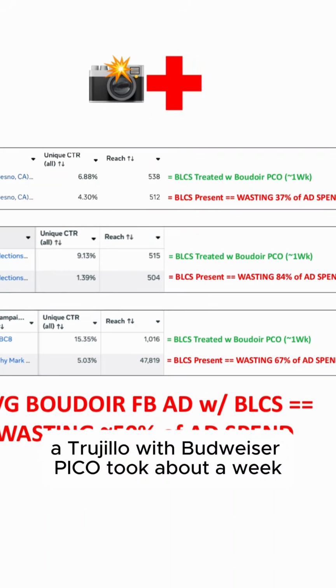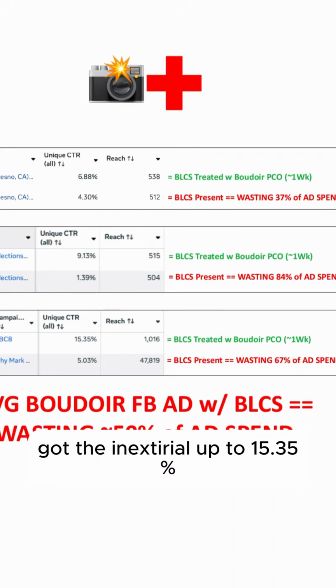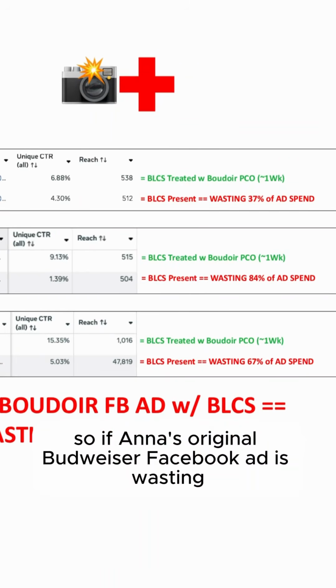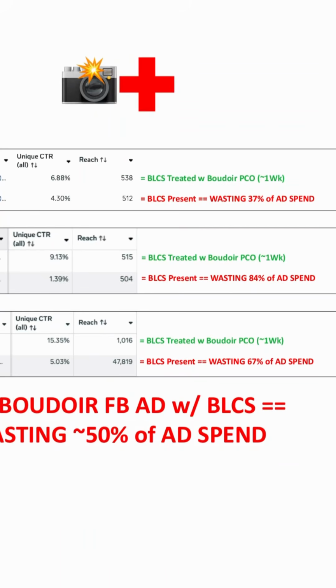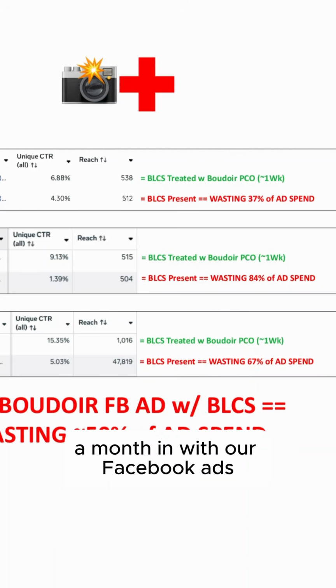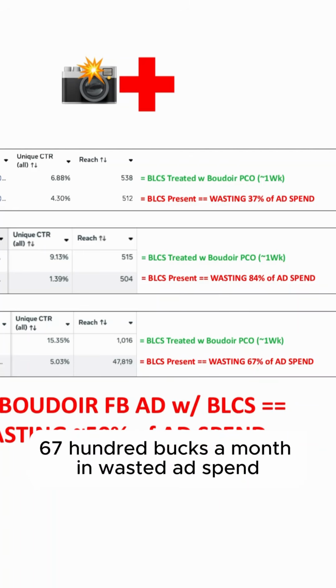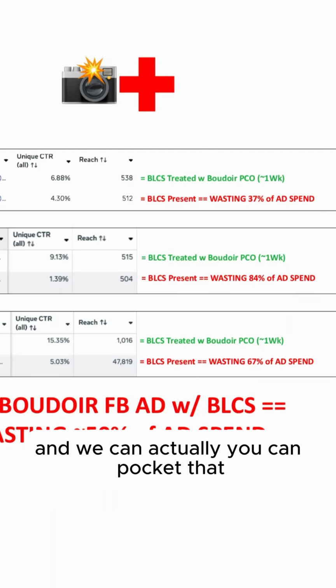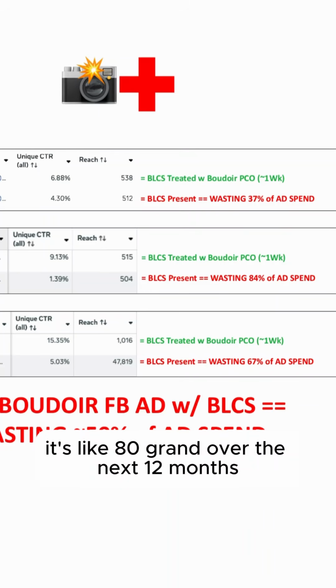Treated with Boudoir Pico took about a week, got the unique CTR all up to 15.35%. So we found out his original Boudoir Facebook ad is wasting 67% of his ad spend. So we can eliminate that wasted ad spend. If you're spending 10 grand a month in Boudoir Facebook ads, we can eliminate that 6,700 bucks a month in wasted ad spend, and you can pocket that. It's like 80 grand over the next 12 months.